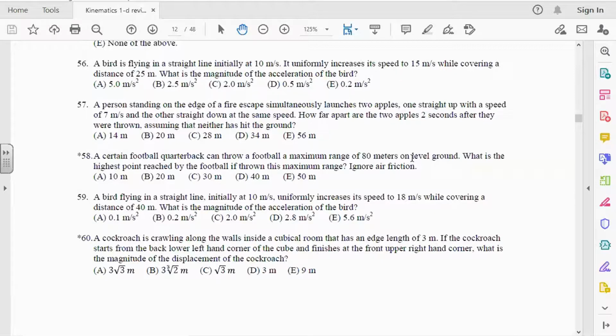So this is an instance where we could try to draw a velocity time graph, but the problem is we don't have time. I can't draw my velocity time graph because I only have the vertical axis, and it doesn't give me an amount of time that it takes to increase its speed. And it's asking for acceleration. So I have too many unknowns to use a velocity time graph. So what we're going to do is use our kinematic equations.